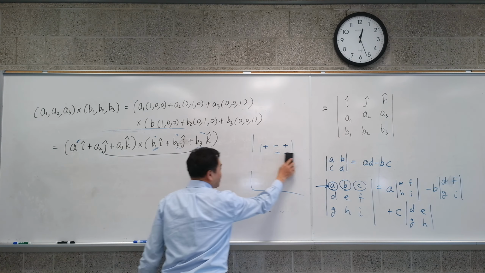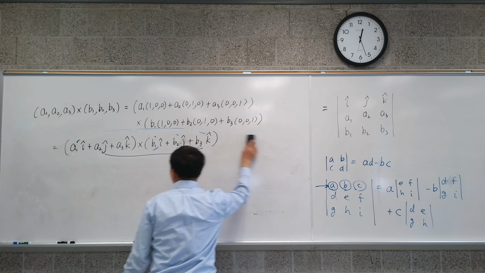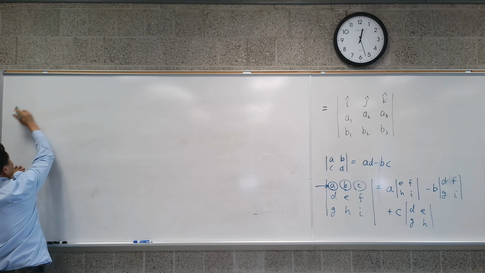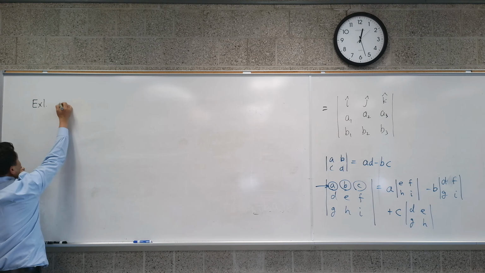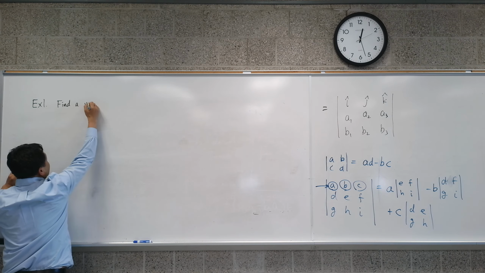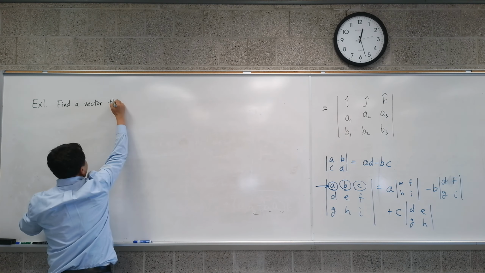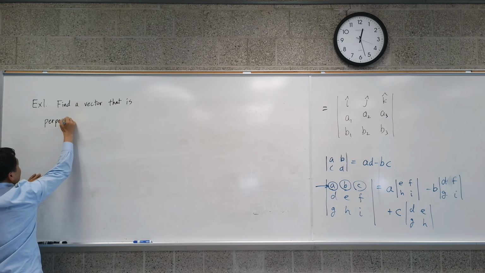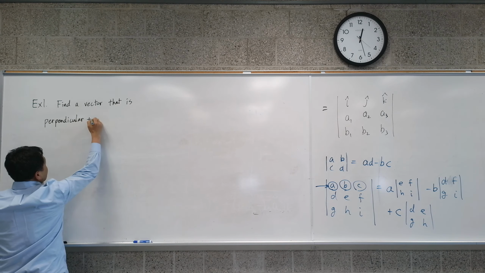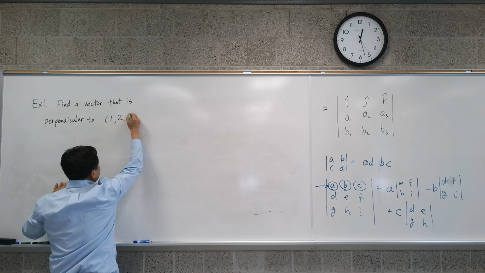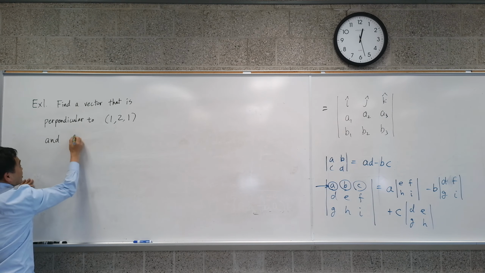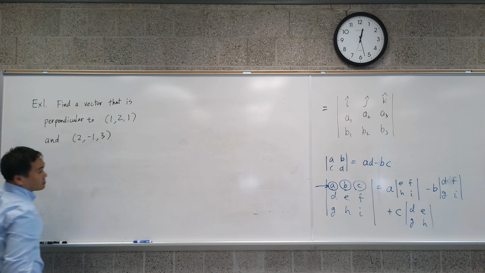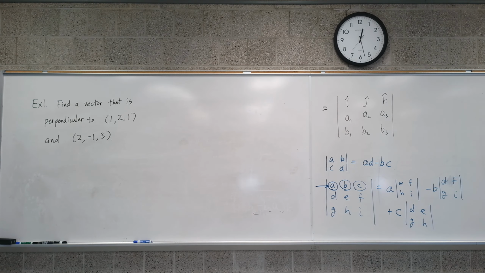And from this point, you only get better understanding by doing more exercises. So let's just do a few more exercises. I'm going to start with example 1. Example 1. Find a vector that is perpendicular to (1, 2, 1) and (2, -1, 3). Okay. So let's say we have that.